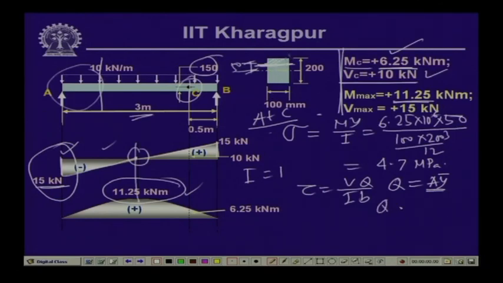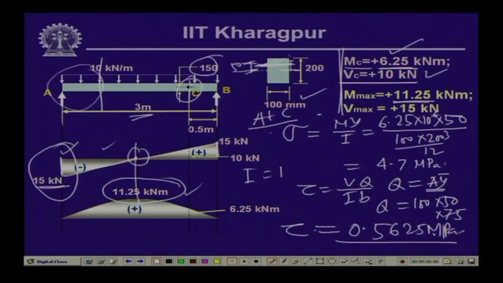So, Q is equal to 100 times 50, which is the area, and its own CG is 25 from the top. So, from the neutral axis it is 75. This multiplied by 75 is Q, and I again is 100 into 200 cubed by 12, and b is equal to 100. If you substitute this, you get the value of tau as 0.5625 MPa. So, this is the value of the shearing stress that you get at point C.